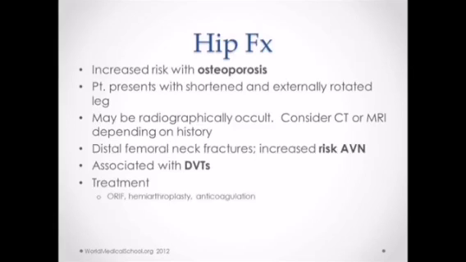DVTs, or deep vein thrombosis, are commonly associated with hip fractures, and as such, part of the treatment for hip fractures includes anticoagulation, open reduction and internal fixation, and hemiarthroplasty, depending on the location of the hip fracture.